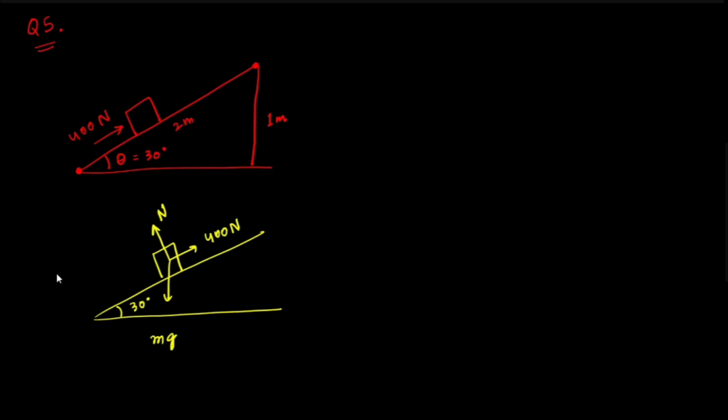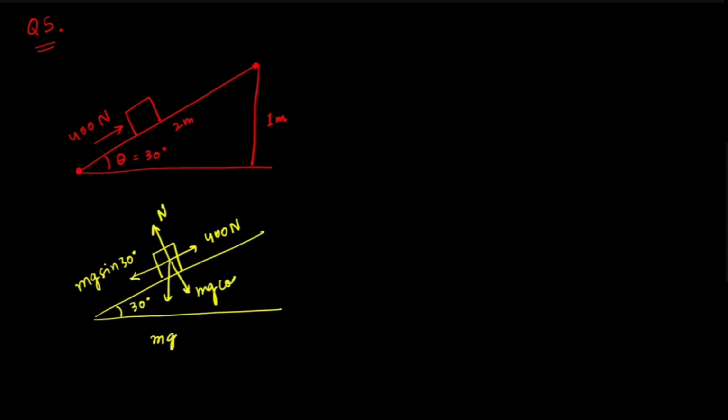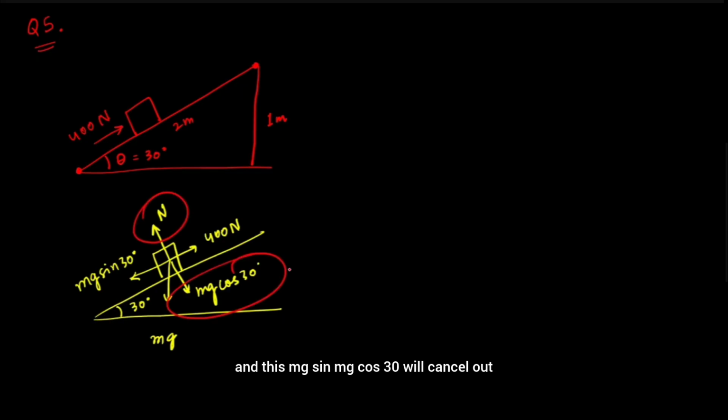We already found this. Now, apart from this 400 newtons, what is the force acting here? There must be some force acting in the downward direction, which is going to be mg sine 30 degrees, right? Whereas in this direction, mg cos 30 degrees is acting. So what we have already studied here is that this normal and this mg cos 30 will cancel out each other. So they will not play any role in any work.